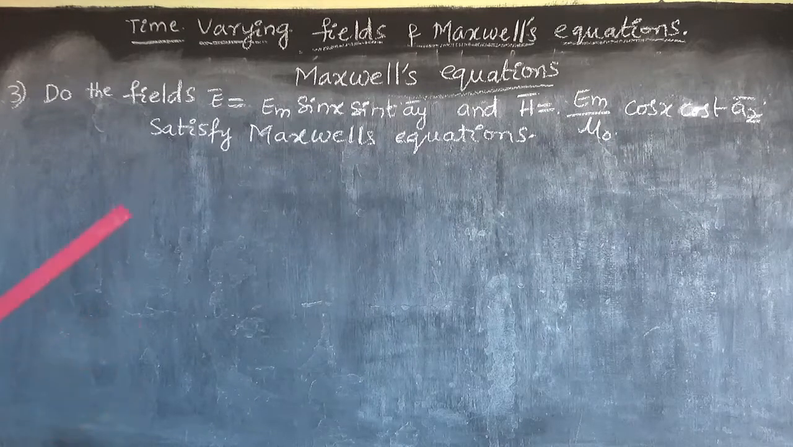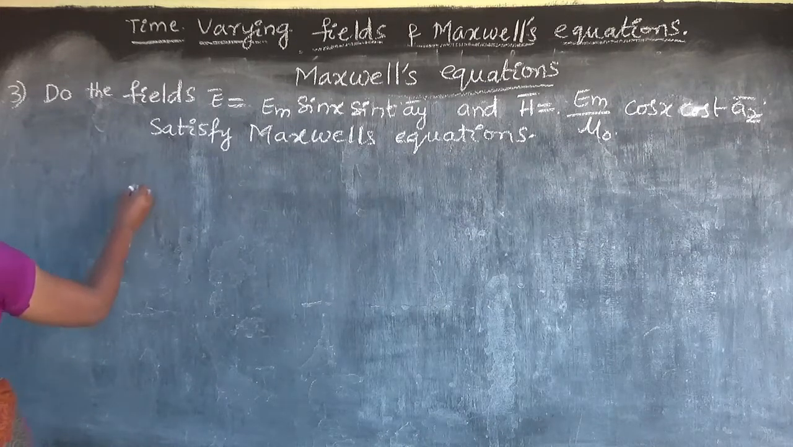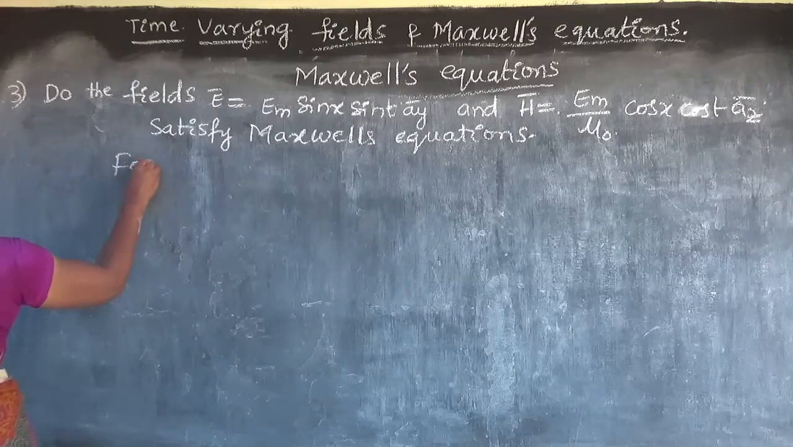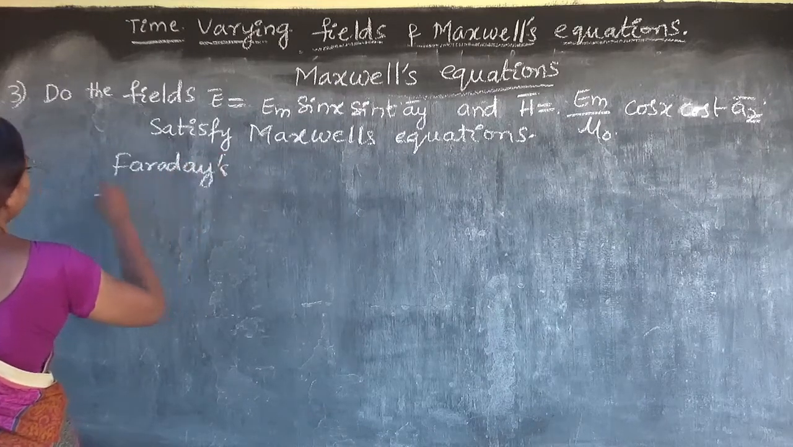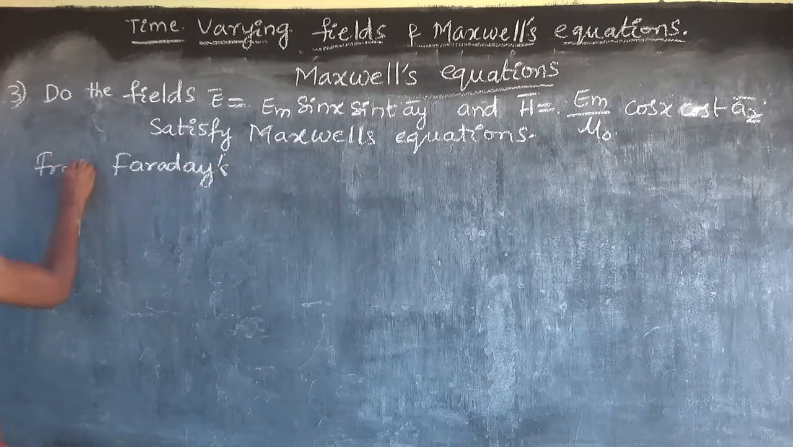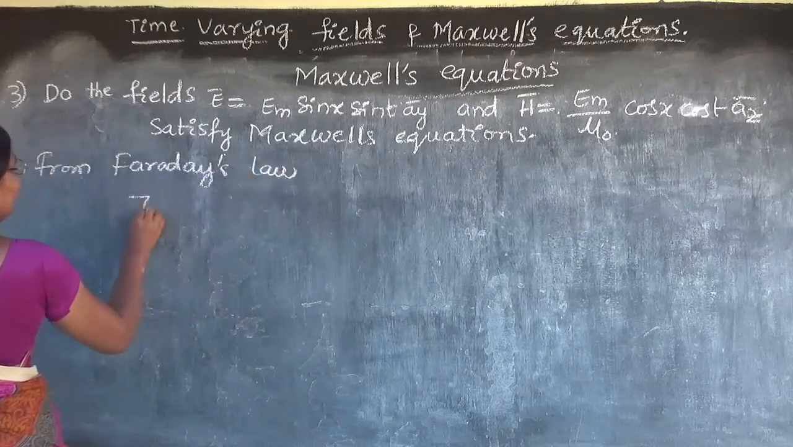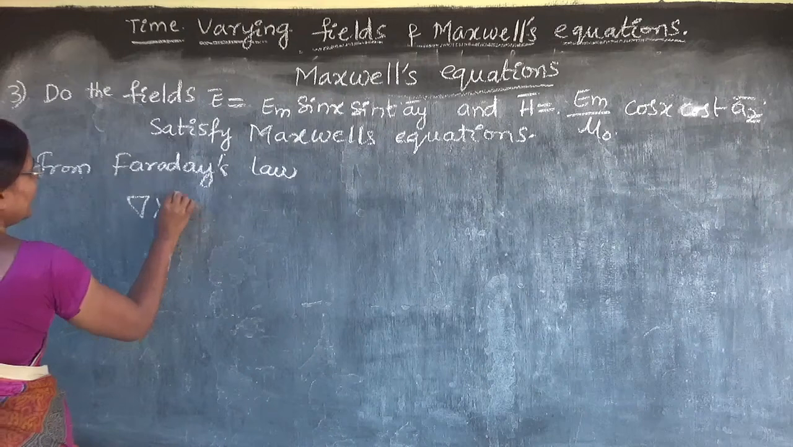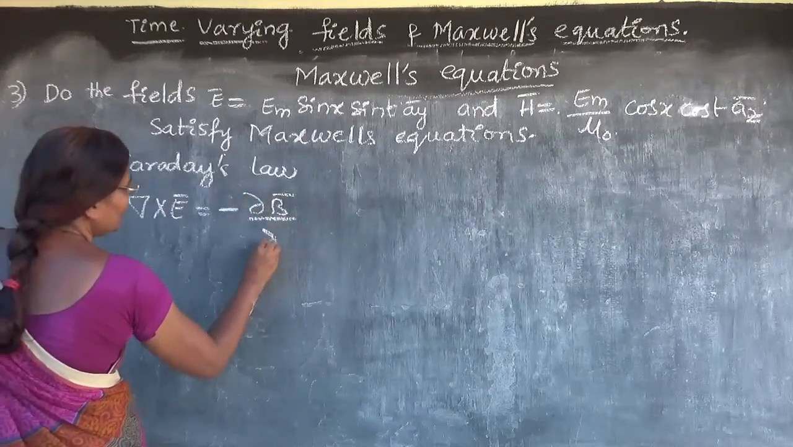డైరెక్ట్గా రిలేషన్ ఉన్నది లేదు. E bar is related with B bar in the Maxwell's equation. So B bar vaste we can find the H bar. So what is the equation? Faraday's law says that, from Faraday's law, del cross E bar is equal to minus dou B bar by dou t.